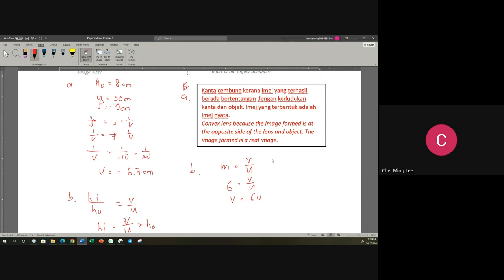Now, for another formula, 1 over U plus 1 over V equals 1 over F, and we know that the focal length is 12. So 1 over U plus 1 over 6U equals 1 over 12. Then we combine it: 6 over 6U plus 1 over 6U equals 1 over 12. It becomes 7 over 6U equals 1 over 12. So what we can do is move it over and divide by 6, the whole thing. So U should be around 14 cm.